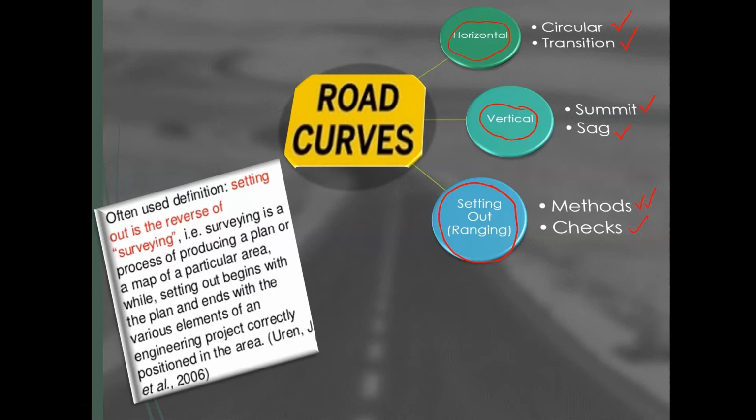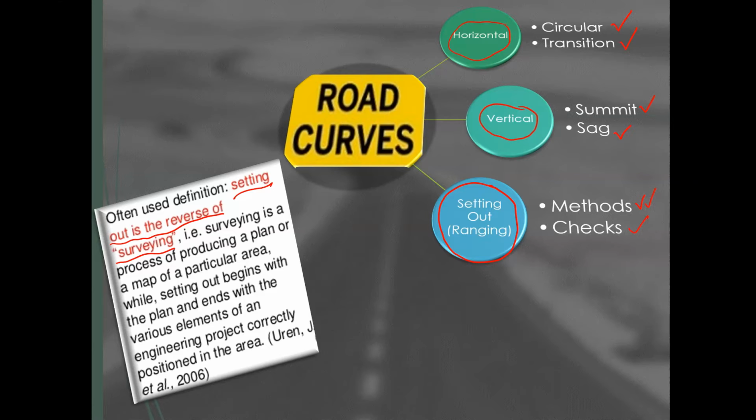So just to recap, what do we mean by setting out? Setting out is the reverse of surveying. Okay, so you've done your detailed survey, you have observed whatever on the ground, you produce a plan. That plan could probably be used for route design, or alignment design, should I say. Based on the alignment, the next process is to put those points in the ground. That's what we term as setting out.